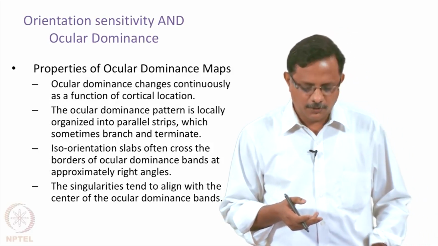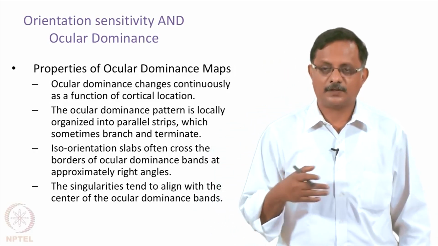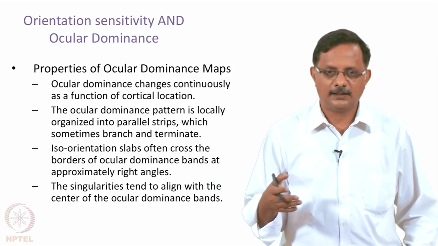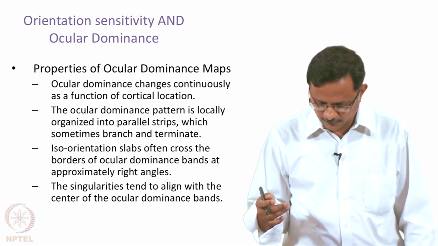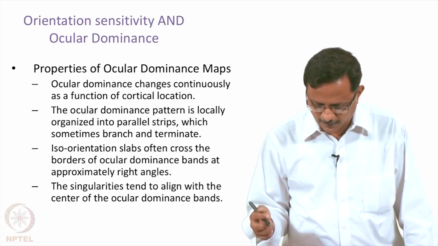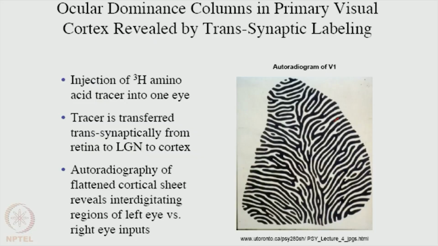Now, ocular dominance also changes continuously as a function of cortical location, and is organized into parallel strips, which sometimes branch and terminate. So, if you look at this ocular dominance map, it is organized as parallel strips. You have black and white parallel strips if you look at a small patch of the ocular dominance map, but sometimes these strips branch out like you see here, and also terminate. So, you see this little stretch terminating here, or its branch terminating here, and so on. So, these are some of the properties of ocular dominance maps.